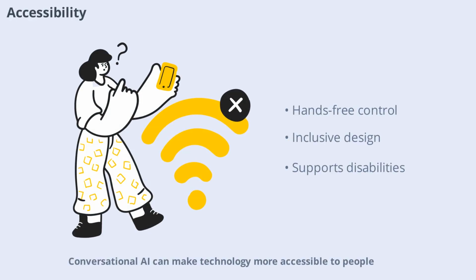Conversational AI can make technology more accessible to people with disabilities or those who struggle with traditional interfaces. Voice commands, for example, allow users with limited mobility to control devices hands-free. Traditional interfaces, while reliable, may not always cater to everyone's needs, especially if fine motor skills or vision are required.